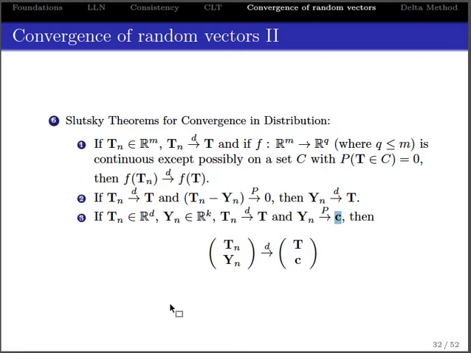The way it'll go, you'll see examples, is that this will be the first stage, and then the constant C will be something that you might want to divide by, or something like that. And then you will apply Slutsky lemma or theorem 1 to some continuous function of T and C to get a continuous function of Tn and Yn going to the same continuous function of T and C. Very handy.